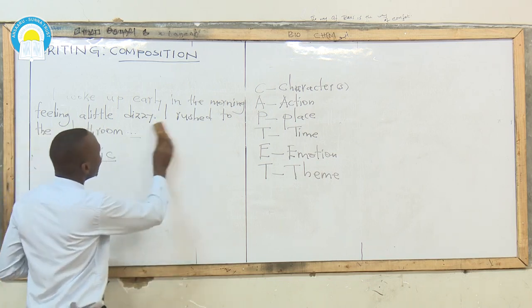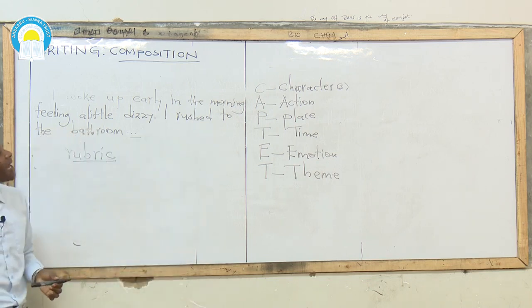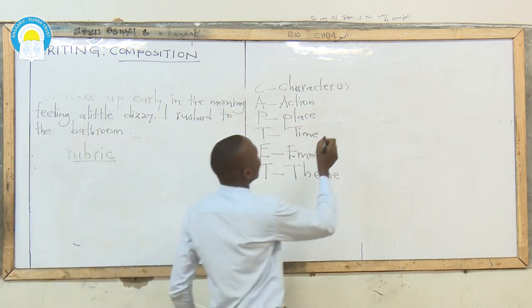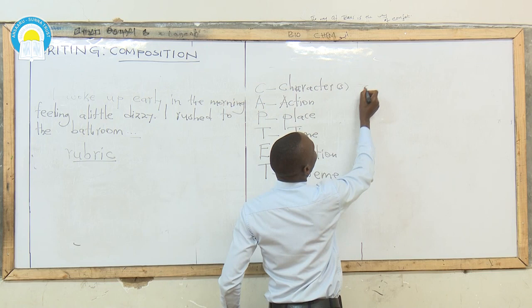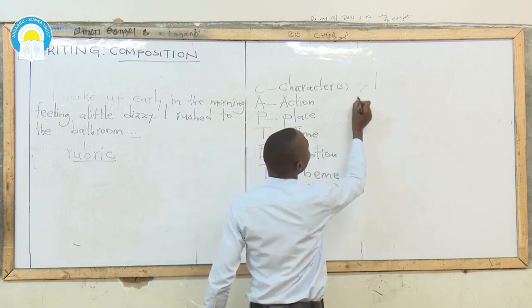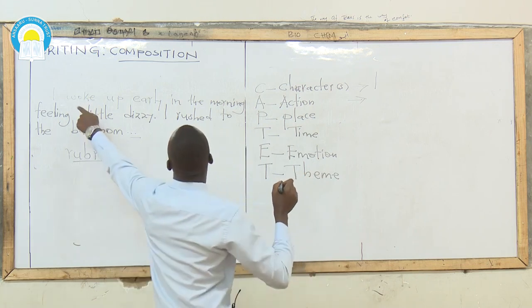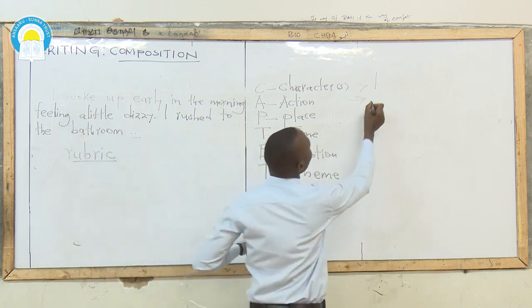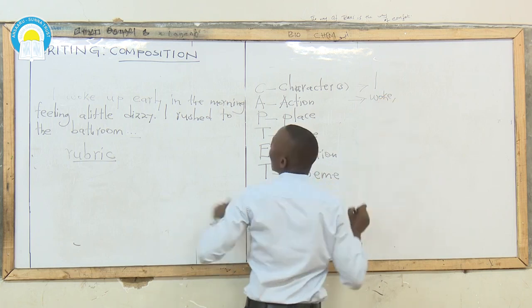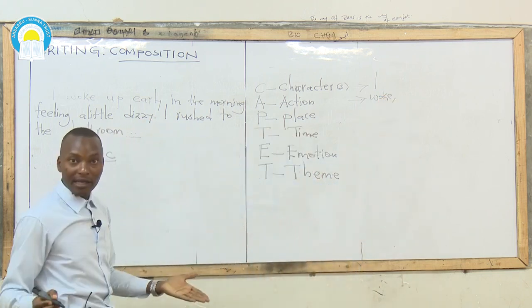Okay, now, who are the characters here? As far as I can see, we only have one character, and that is I. So the character here is I. Then action. What did I do? I woke. So the first action is woke. That is the action, the doing word, the verb. I woke up early in the morning.